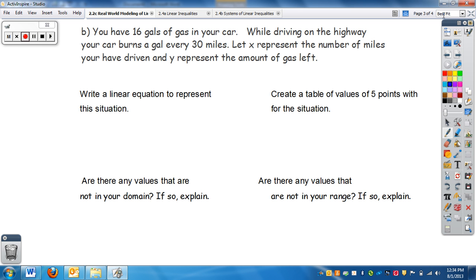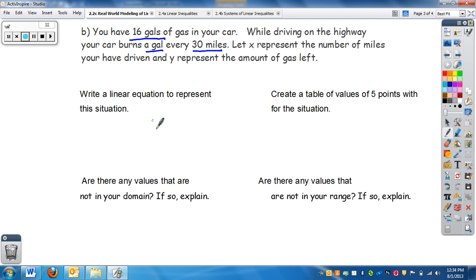Alright, so your second situation, you have 16 gallons of gas in your car. When driving on the highway, your car burns a gallon every 30 minutes. So notice how it's kind of a strategy to go through and highlight important information that's going to relate to the problem. Let x represent the number of miles you have driven, and y represent the amount of gallons you have left. Alright. So, in this linear function, represent the situation.